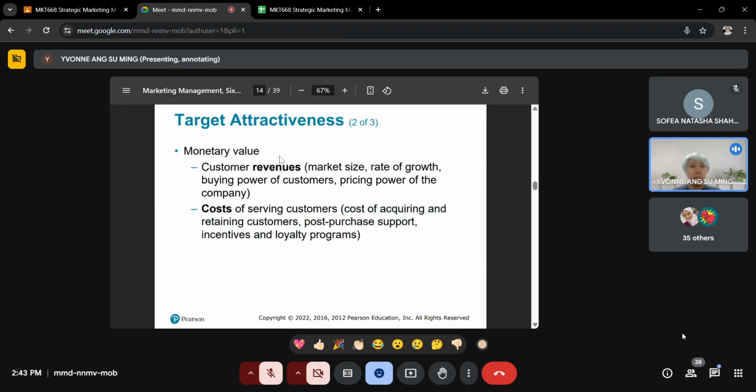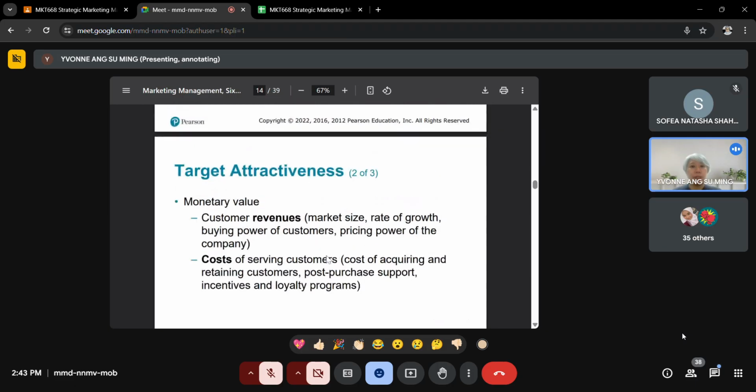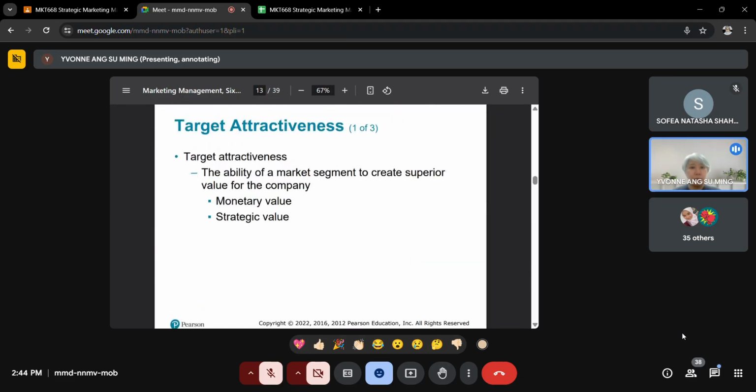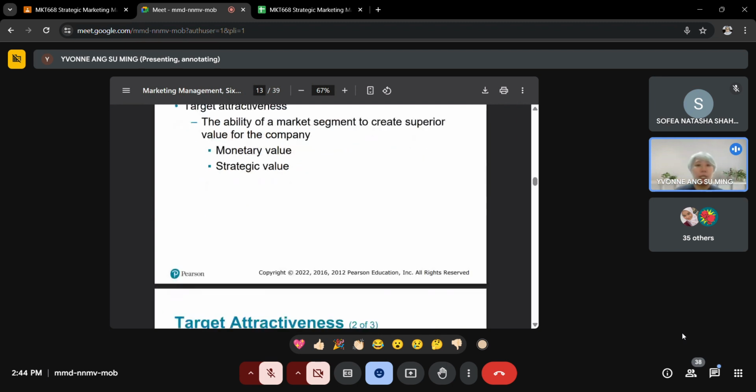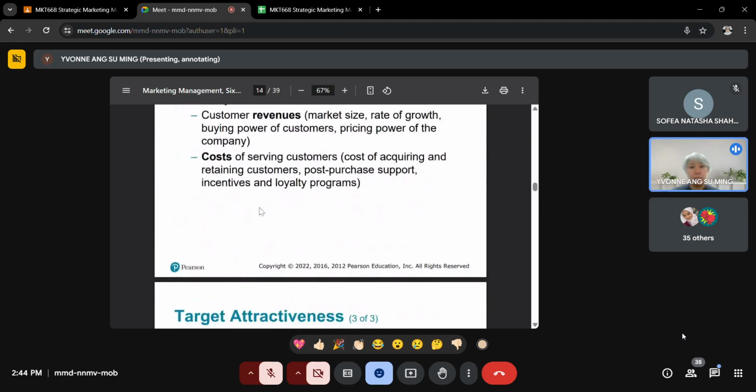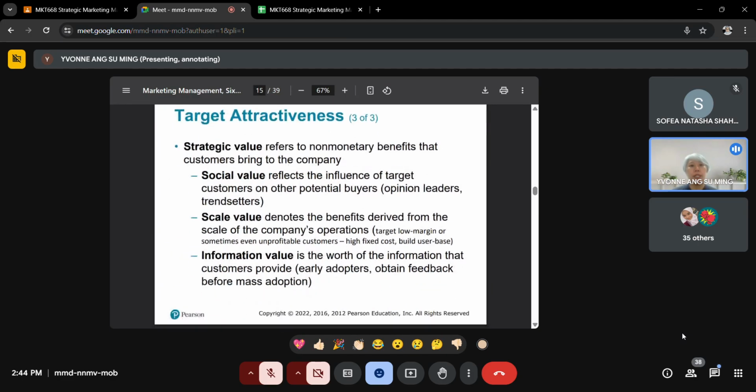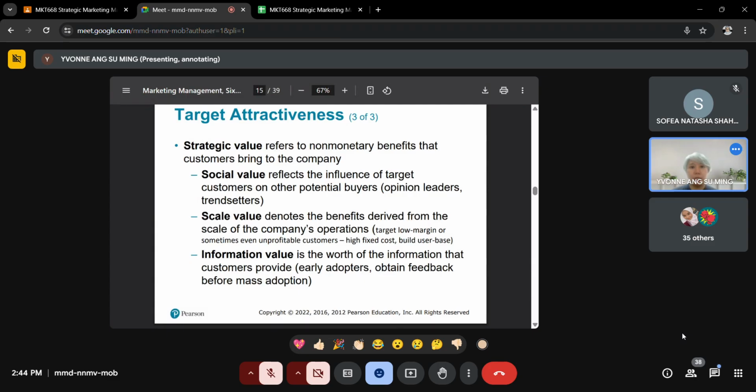Alright? So here, dia punya target attractiveness adalah berdasarkan dia punya monetary value. Okay, secara menyeluruh you nampak dia masuk cost dia also. Okay, then untuk attractiveness-nya, kita juga tengok dari segi strategic. Okay, and when we look at this strategic value, we are looking at the benefit bukan financials ataupun the non-monetary benefits. Okay, non-monetary benefits.